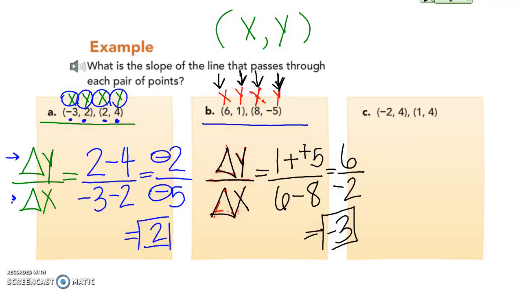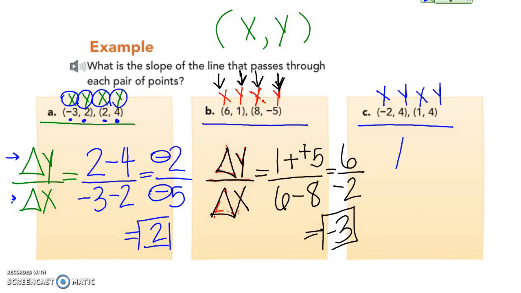Alright, one more. Copy down these 2 ordered pairs. If you feel like you're ready to try this one on your own, hit pause and try it on your own. If you still need me to walk you through this process, then just keep going with me. But I want everybody to write this example in their notes. This is example 3. So X, Y, X, Y. We're labeling those numbers so I know what goes where.